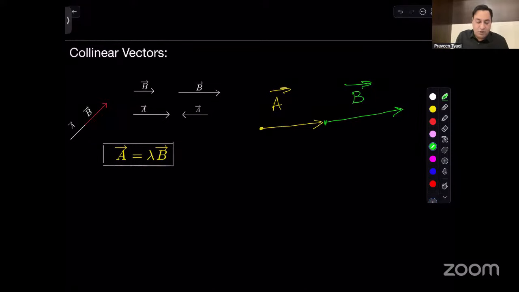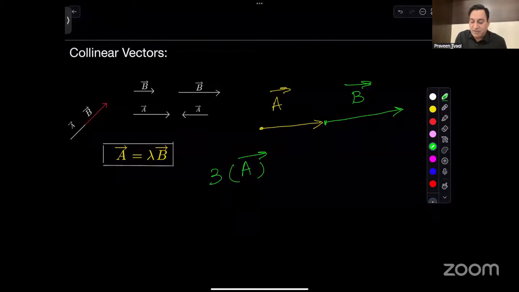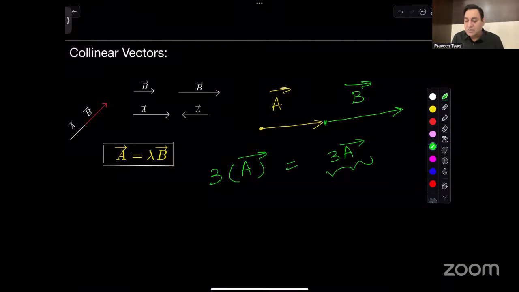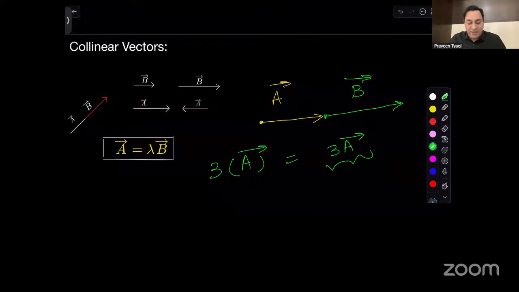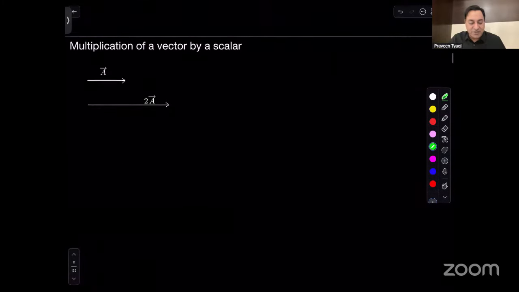Now, what happens when we multiply a vector with a constant? Suppose I multiply a vector A by 3. What happens to the vector A? Its magnitude becomes 3 times, its direction remains the same, and it becomes 3A. So please understand, when you multiply a vector by a number, it just affects its magnitude, not the direction.